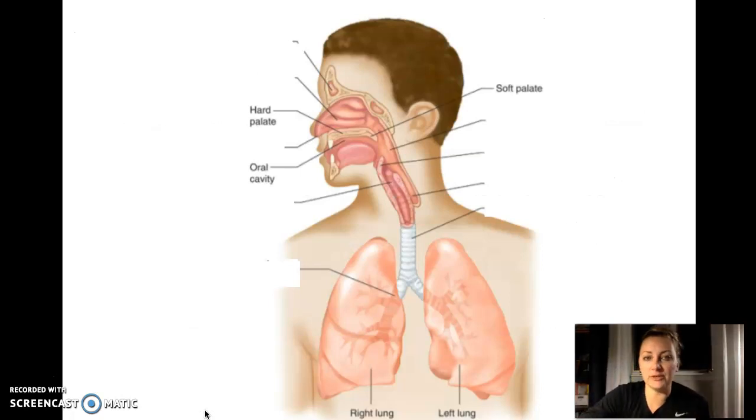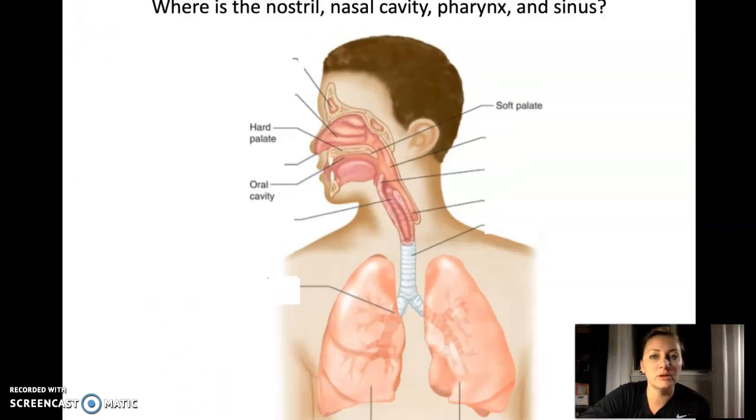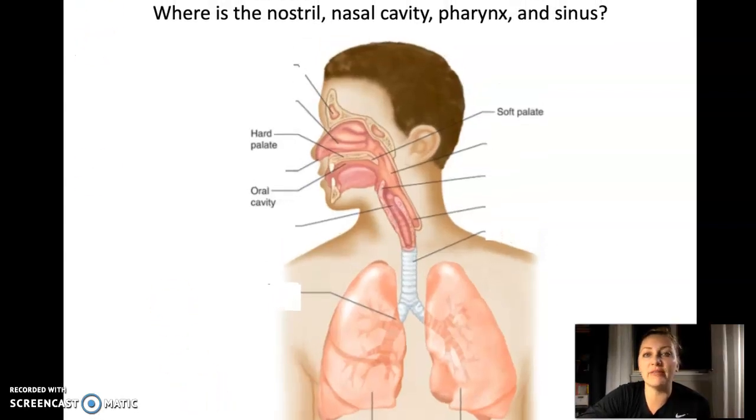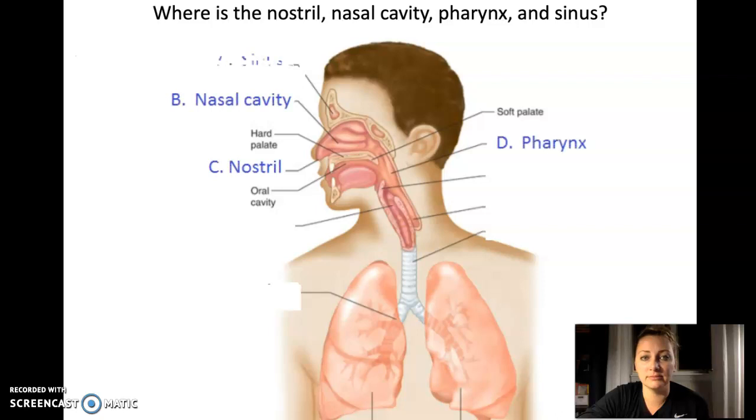So let's see if all of this will pop up. Whereas the nostril, the nasal cavity, sorry, you can't see these words up here. Whereas the nostril, the nasal cavity, the pharynx, and the sinus. So as we reveal those, you can pause and try to find them. Not sure why those went out of order.